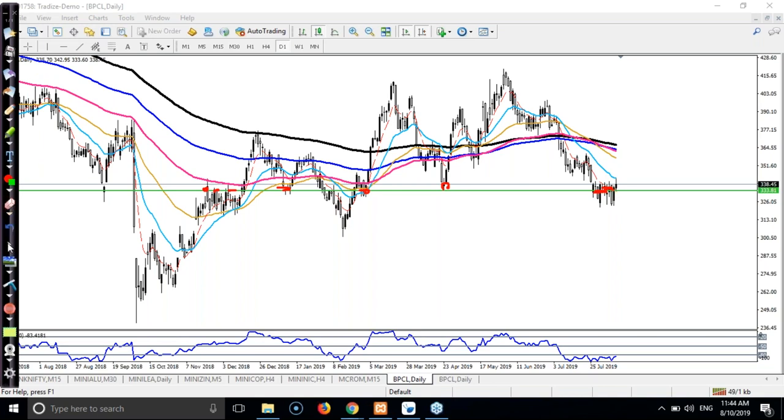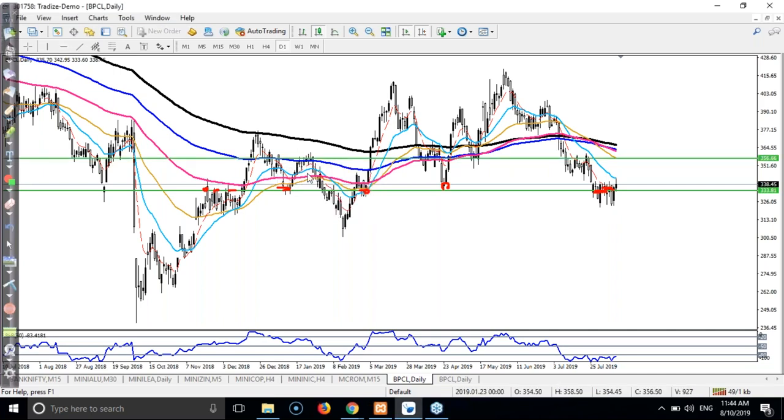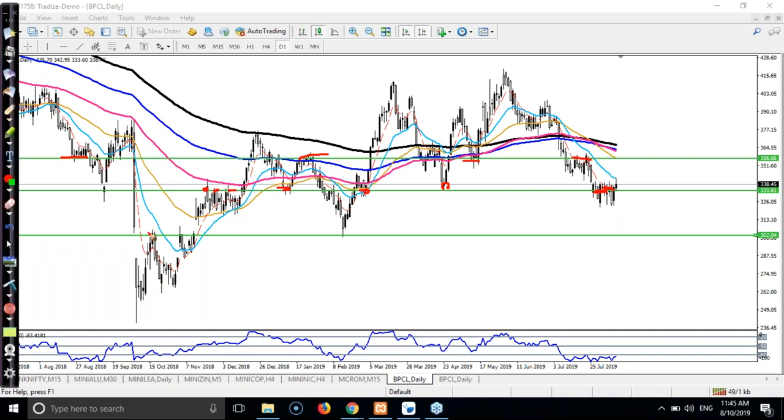And next, you can see I want to draw a resistance line to connect more touches areas like that. So I'm going to connect this one, this one, this one, this one, this one. This is called resistance. Let me show you the support. What is the support? For support, we must connect more touches. We can place it here also, we have seen this is the most touches area. Right here, somewhere here, here, and here.